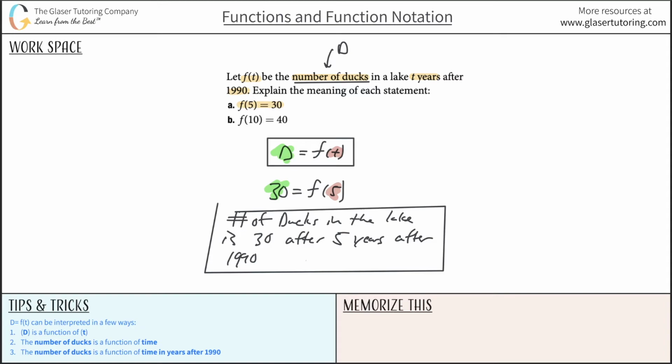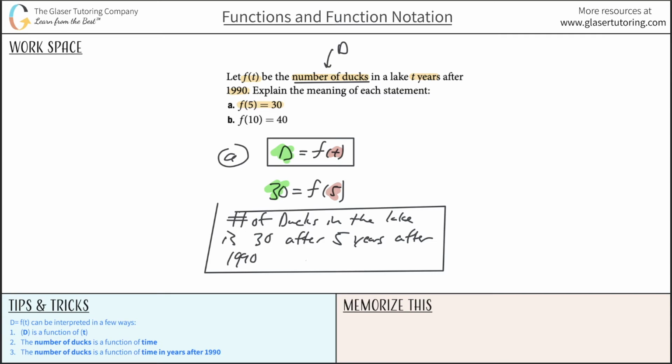In other words, I could restate this another way. What's 5 years after 1990? Well, it'd be 1995. So I could reinterpret this again and say the number of ducks in the lake is 30, or there are 30 ducks on the lake in 1995. There are a couple of ways to interpret this. No one way is totally correct. They're both valid, but you've got to give it that rich context.